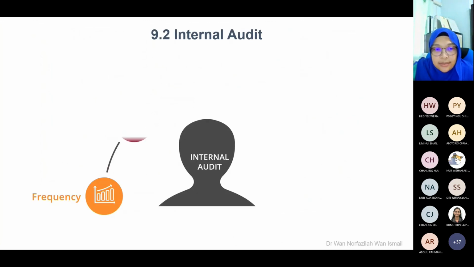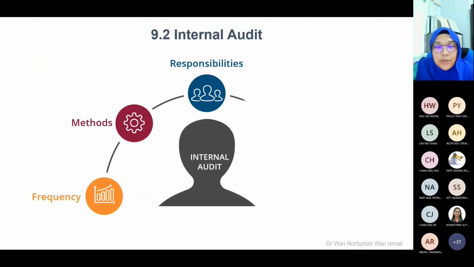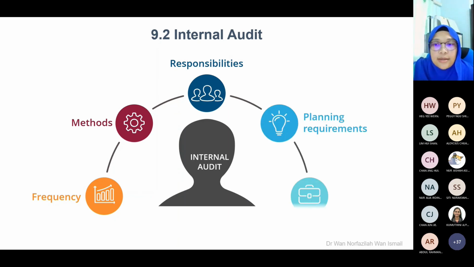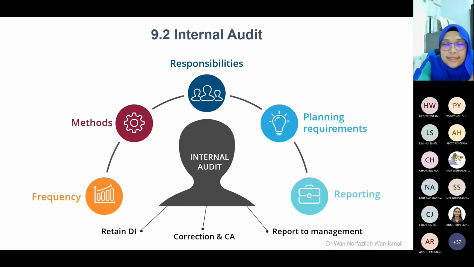9.2 is internal audit. Last time saya dah ada sebut audit. Nanti auditor datang. So that auditor, the external auditor, that one is external audit. For example, last time I gave you the example of Apple. They audit their supplier. That one is external audit. 9.2, we are talking about internal audit. Internal audit means that we are doing audit in our own organization or our own lab.